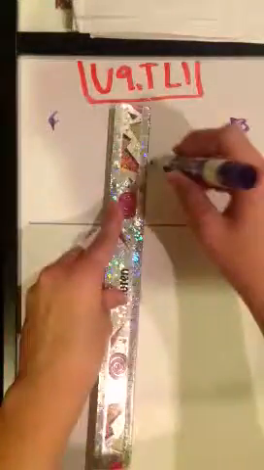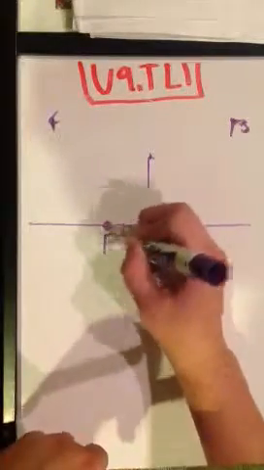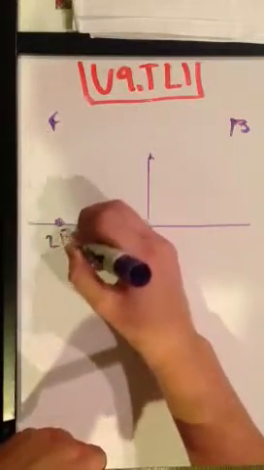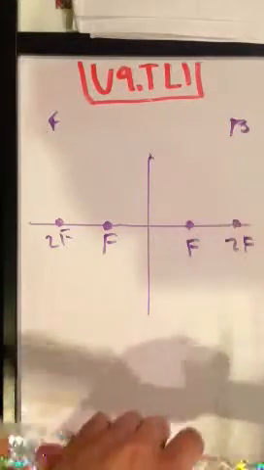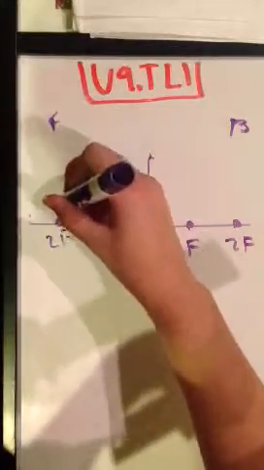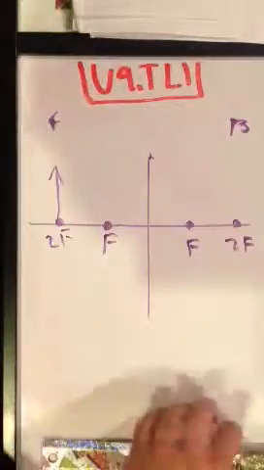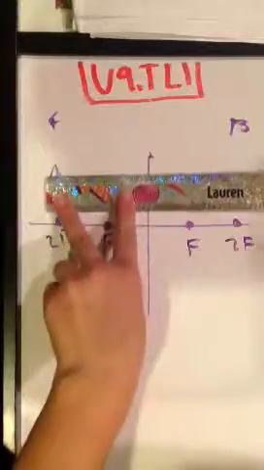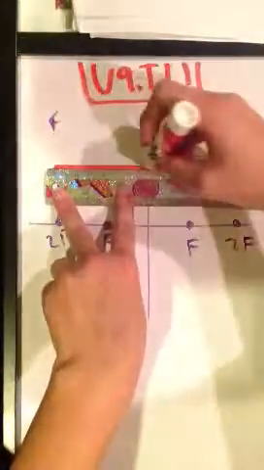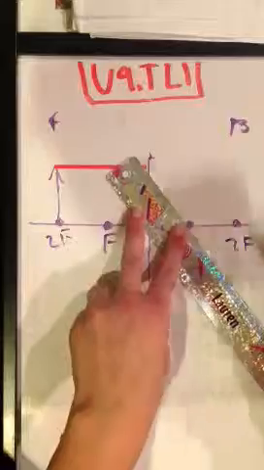Next we have case 3. Case 3, we have an object at 2F. And now let's draw the rays. We have the parallel ray, and it goes through the focal point.